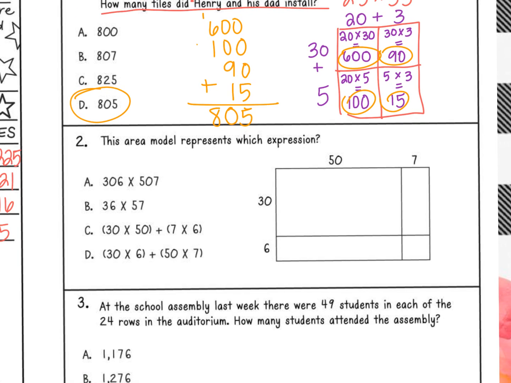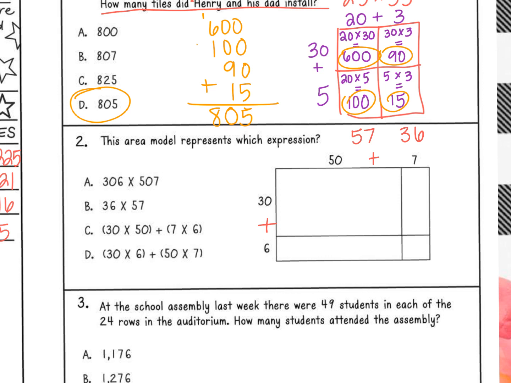It says this area model represents which expression? Okay, well, remember, it's broken up into expanded notation or expanded form. So if I'm looking at this, I have 50 plus 7. How much is that together? 57. Okay, and over here I have 30 plus 6. So what is that? 36. So which one of these problems has 57 plus 36?